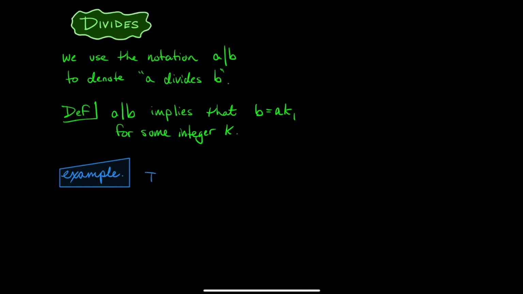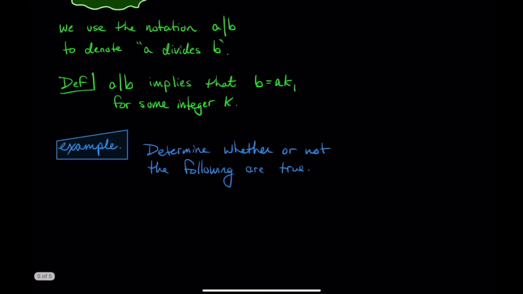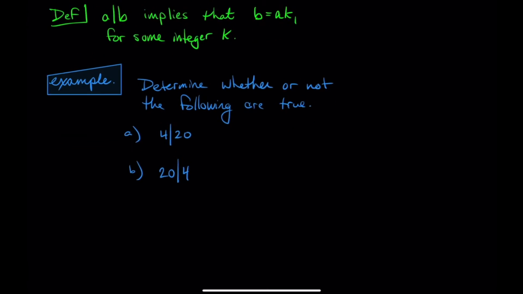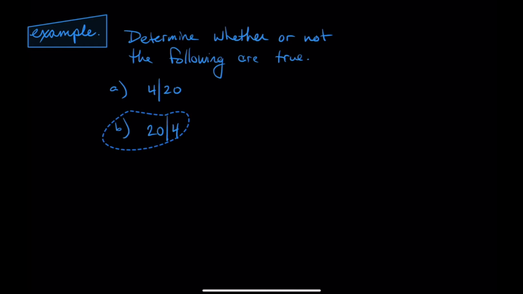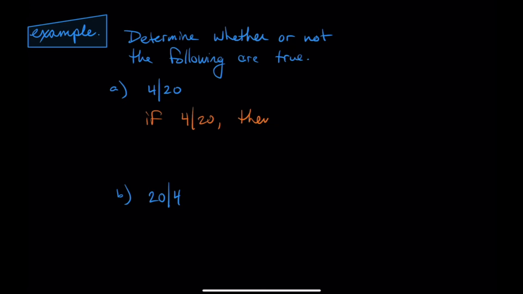So we'll look at an example. So determine if A divides B. All right, so first we have 4 divides 20. Secondly, we have 20 divides 4. So if we look at 4 divides 20, that would mean that 20 can be written as 4 times k. And that's true, right? k equals 5 works for that. And so this would be a true statement. 4 does divide 20.